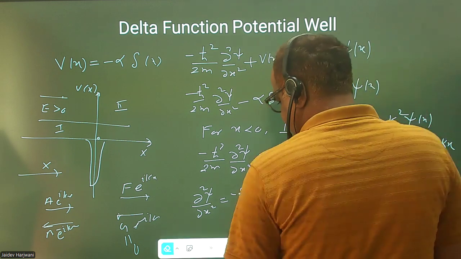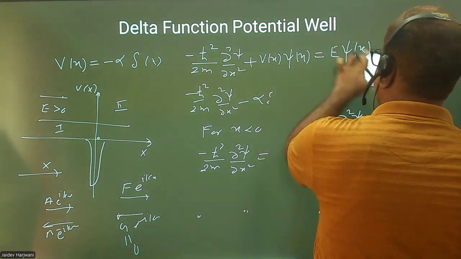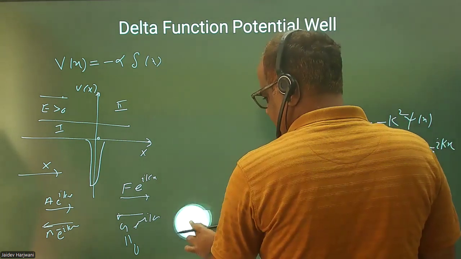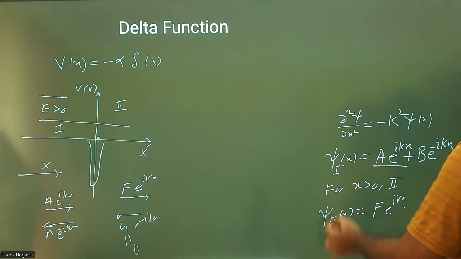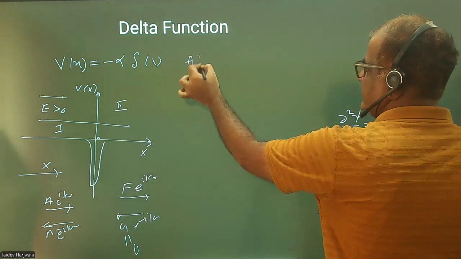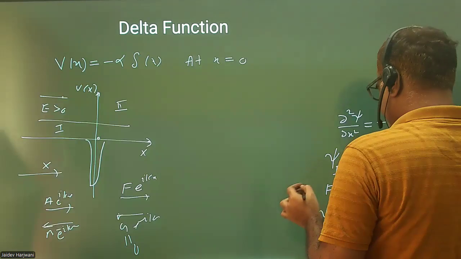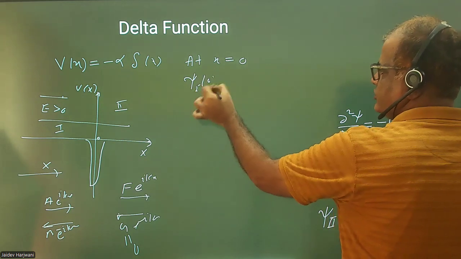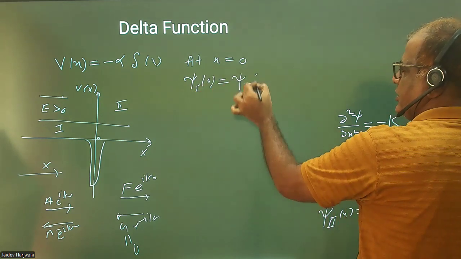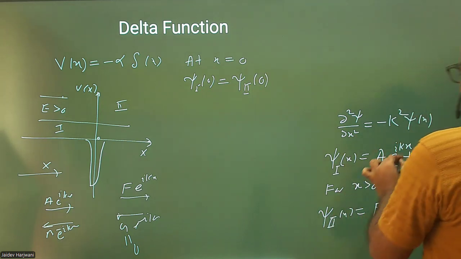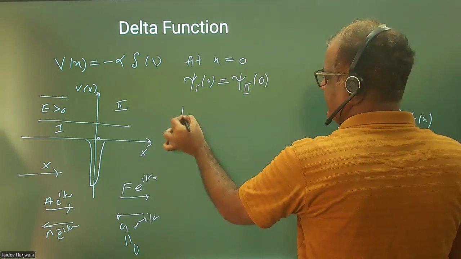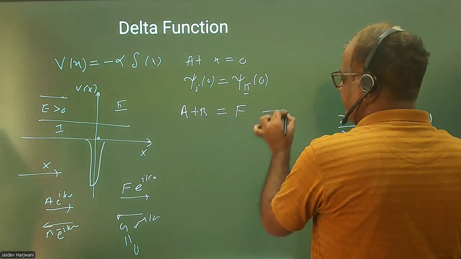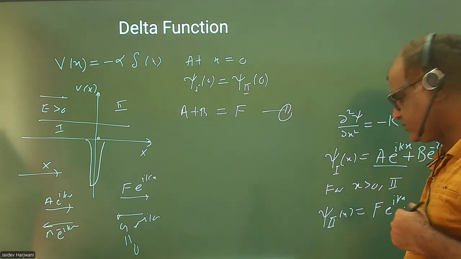Now we have the equations, the wave functions, and now we want to solve them. So I'll put in the boundary condition. At x equal to 0, both should match. So ψ1(0) should be equal to ψ2(0). Now for ψ1(0), put 0 here. This becomes A plus B, and this becomes F. So this is my first relation between the constants A, B, F.